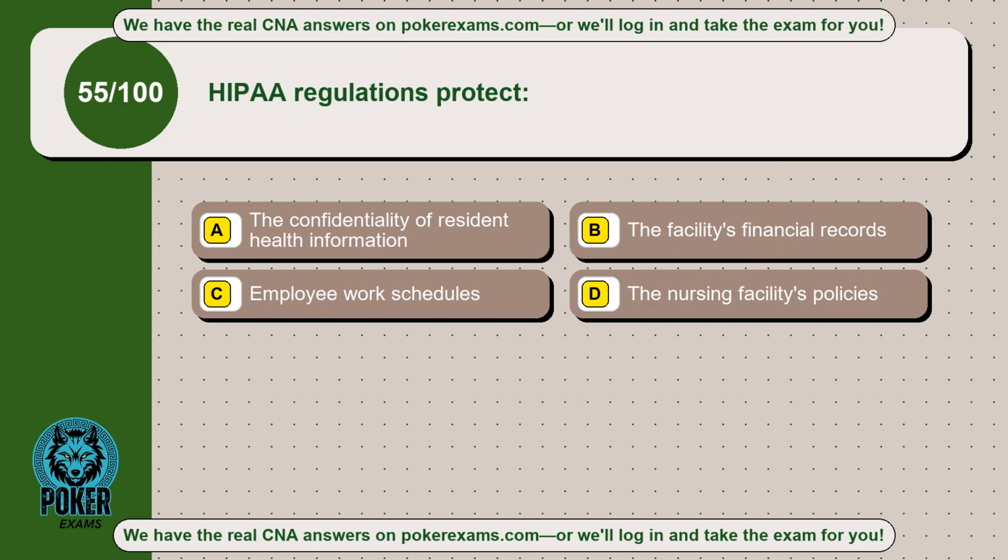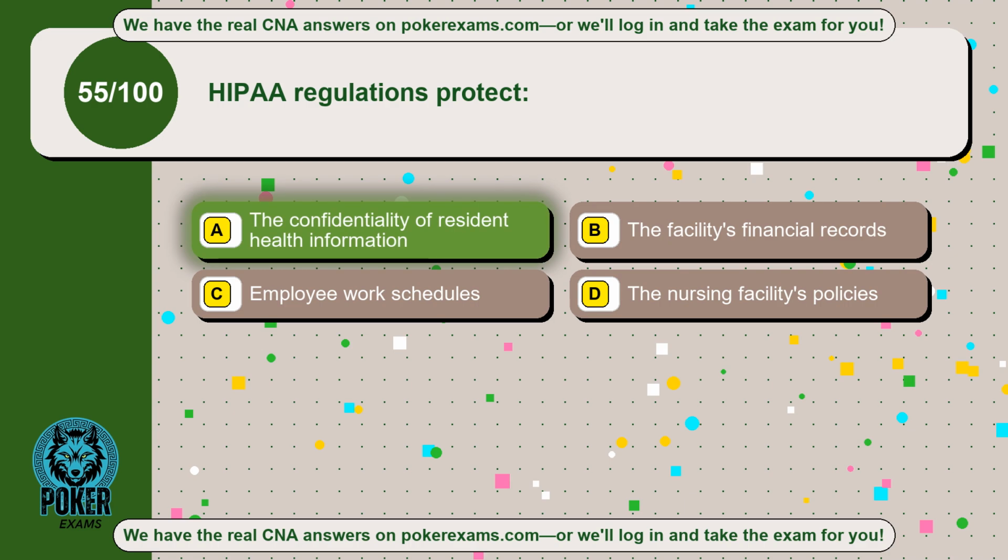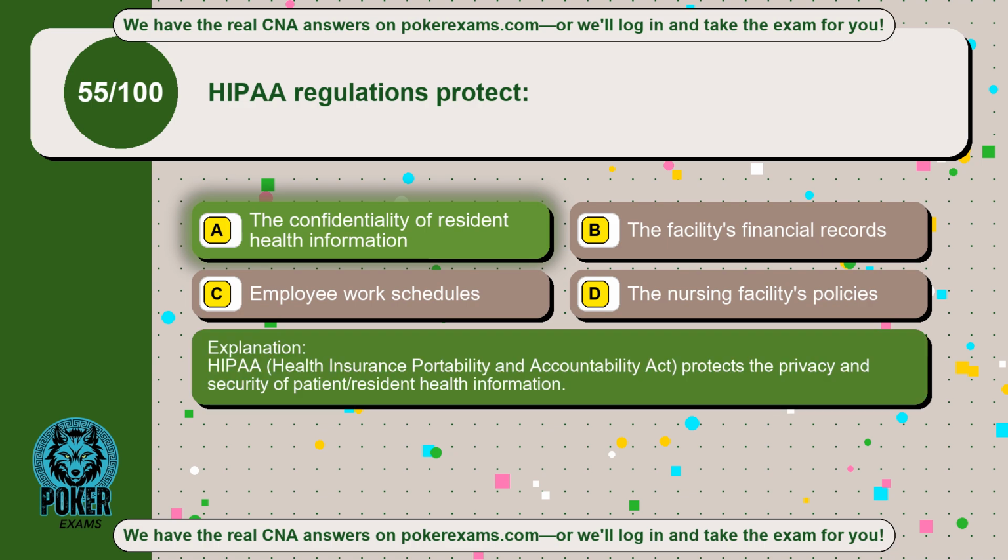Question 55. HIPAA regulations protect: Option A, the confidentiality of resident health information. Option B, the facility's financial records. Option C, employee work schedules. Option D, the nursing facility's policies. The correct answer is option A. The confidentiality of resident health information. HIPAA, Health Insurance Portability and Accountability Act, protects the privacy and security of patient/resident health information.